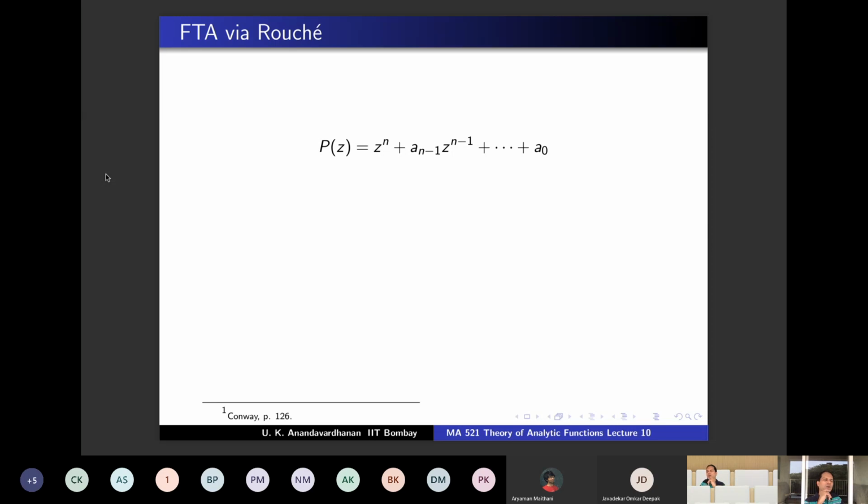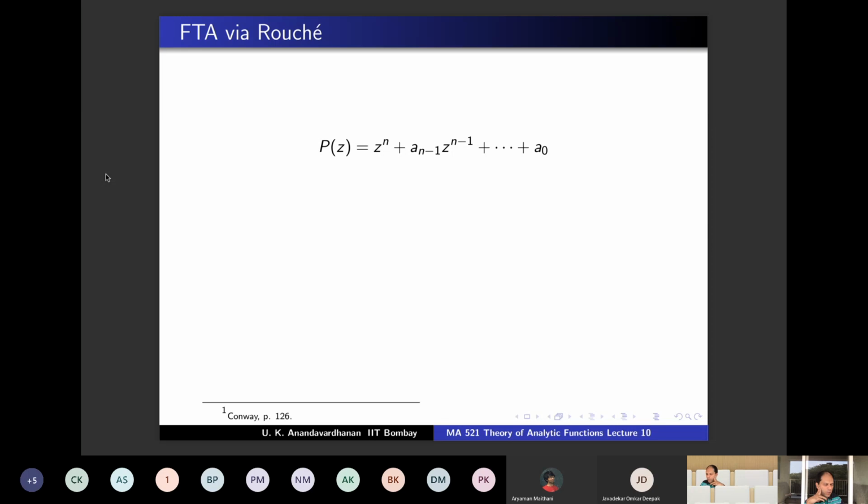So what do you need to show? Here is a polynomial. You have to say it has roots. In some sense, this proof is slightly better, or at least it gives a feeling that it's better. I don't know whether it's really better or not. We will see. Let's discuss. So you have this polynomial, and what do you need to show? It has at least one root, right?